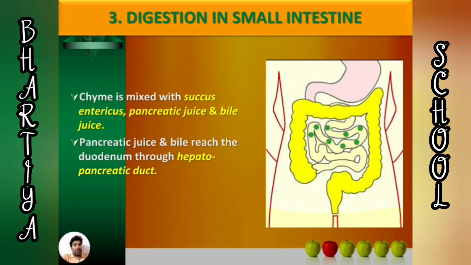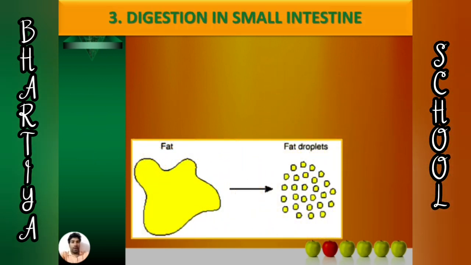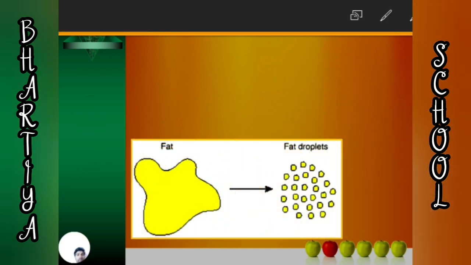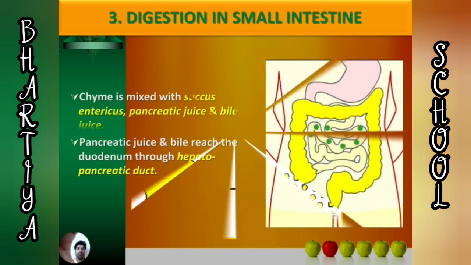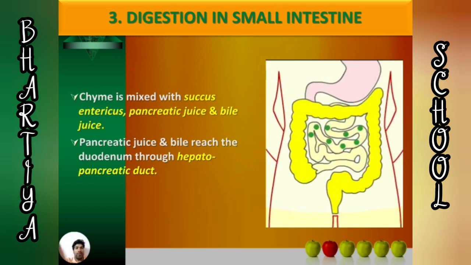Chyme enters into the small intestine and mixes with the succus entericus, that is our intestinal juice, and pancreatic juice and bile juice. All the three juices are mixed in the small intestine region, and pancreatic juice and bile juice reach the duodenum through the hepatopancreatic duct, a common duct for bile and pancreatic juice secretion.